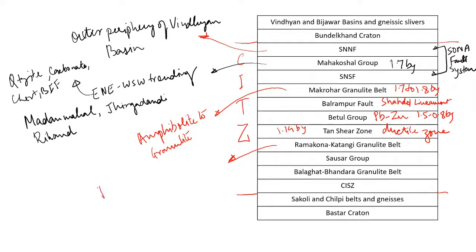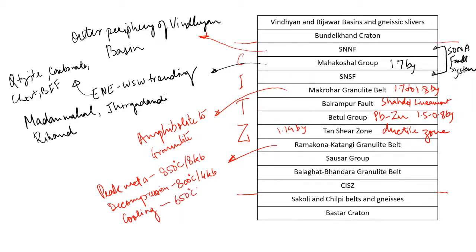So the peak metamorphism: 850 degrees Celsius, 8 kilobar pressure; decompression at 800 degrees Celsius and 4 kilobar pressure; and the cooling phase at 650 degrees Celsius and 4 kilobar pressure.